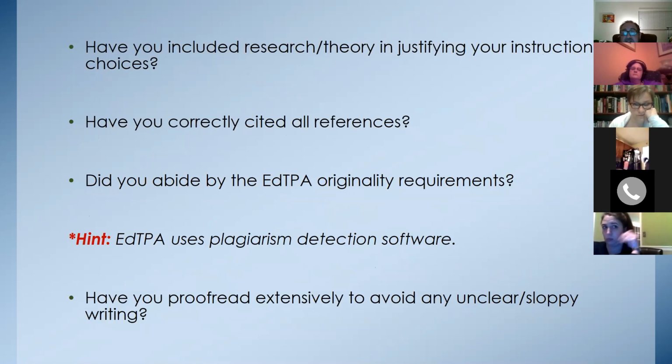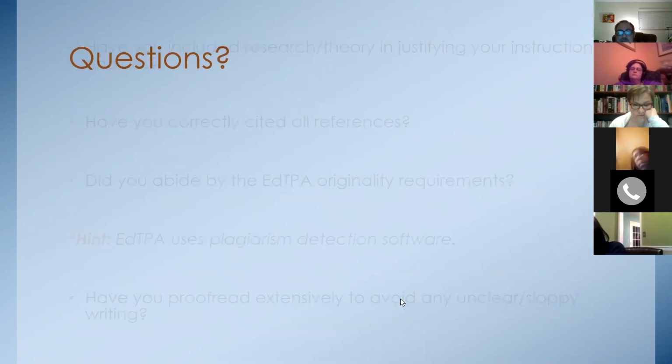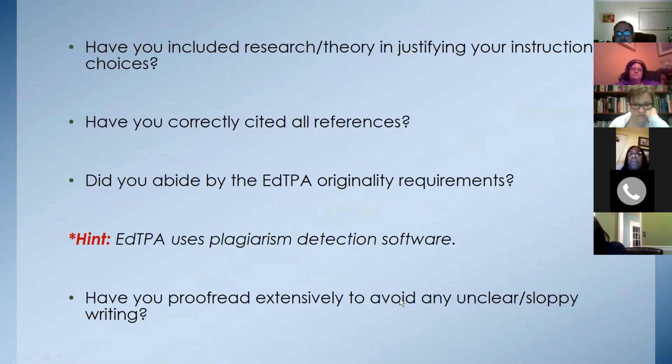Did you abide by the EdTPA originality requirements? Remember, we said before that one of those requirements is that you will cite all of the materials that you use that you did not create. Hint, EdTPA, like everybody else, uses plagiarism detection software. Okay. Have you proofread extensively to avoid any unclear, sloppy writing?